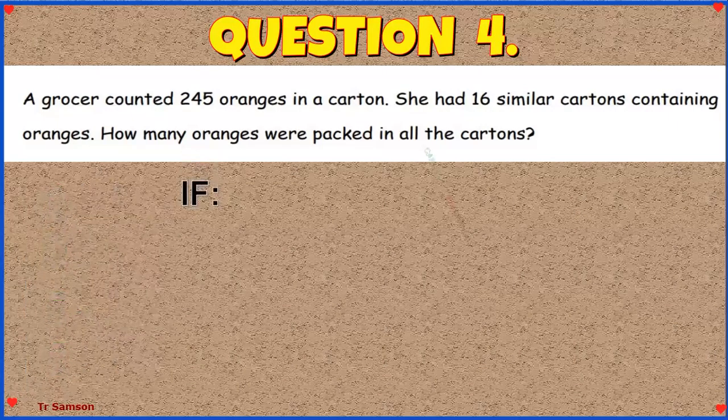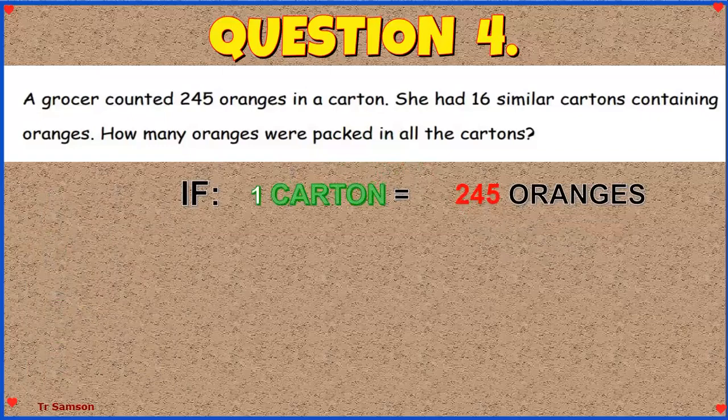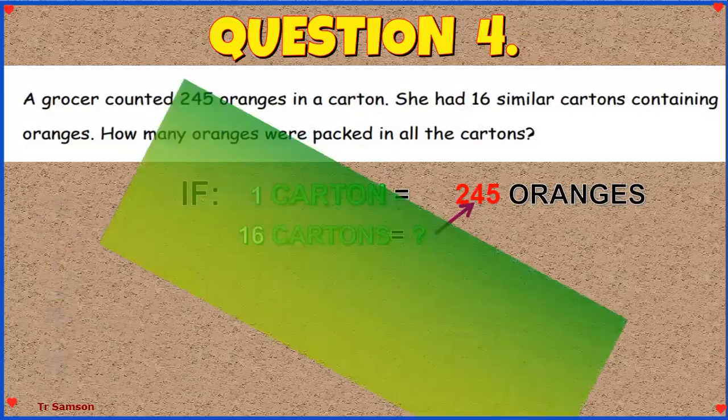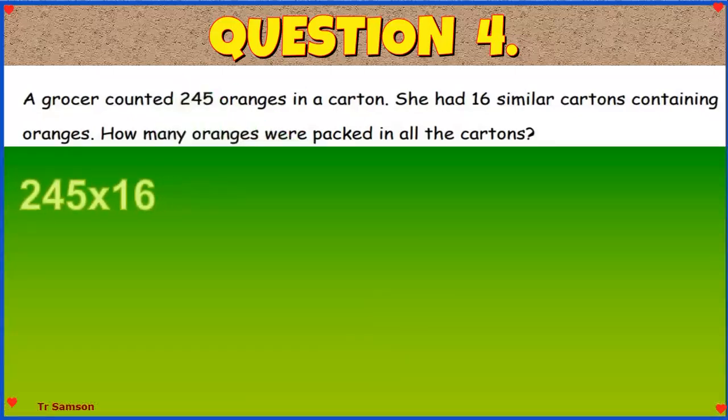So you say, if one carton is 245 oranges, what are 16 cartons representing? Then we say it means cross multiply: 16 multiplied by 245. So this is 16 times 245, or 245 times 16. We use the long method.